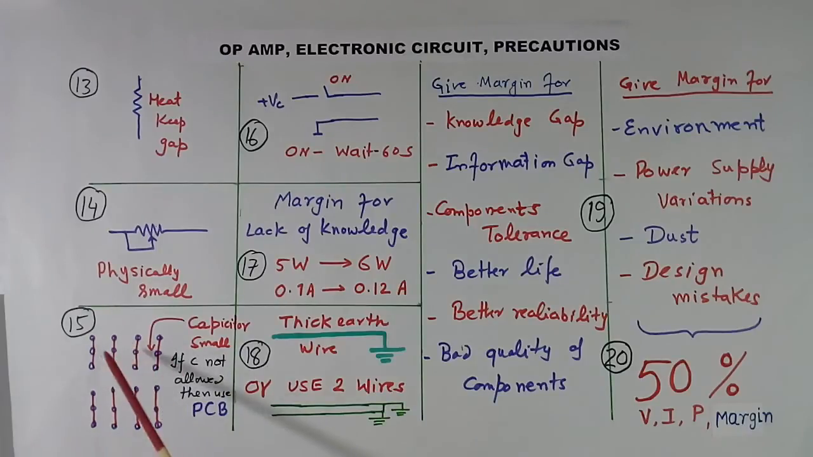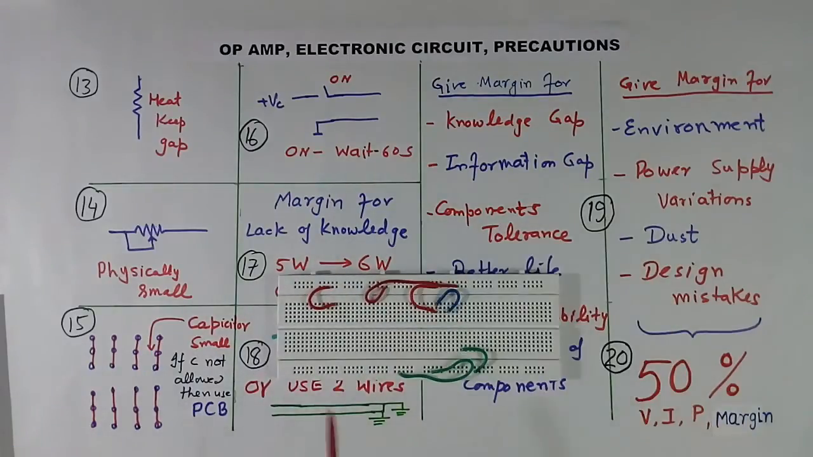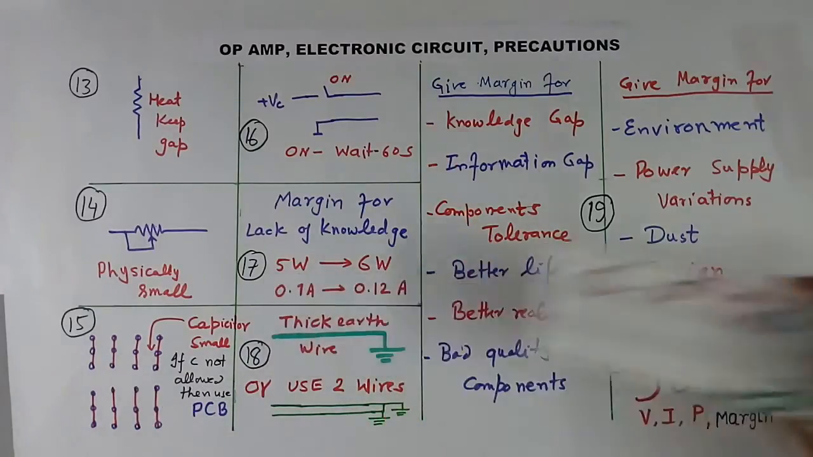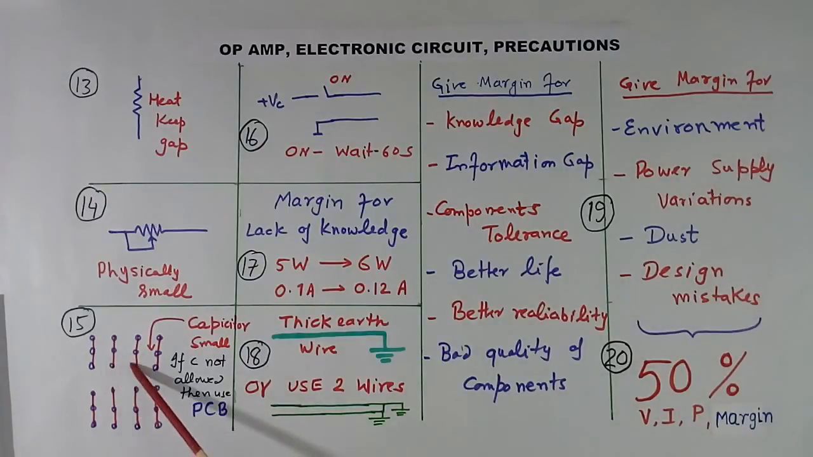Then here I have shown a breadboard. In a breadboard, what happens? These are holes. These holes are shorted and connected with a copper strip. So between every row or column, there is a copper strip. Now when there are two copper strips, there will be capacitance. It is a small capacitor, but capacitance is there.